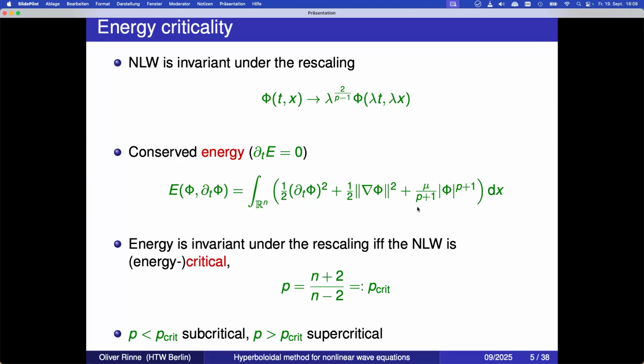Now, then you can ask the question, is this energy invariant under this rescaling written here? And it turns out it's invariant if and only if this p takes on one particular value, which depends on the dimension n in this fashion here. And we call this p here the critical exponent of the nonlinearity. I call it p crit here. So then we call the equation energy critical, and if p is less than p crit, it's subcritical and otherwise supercritical.